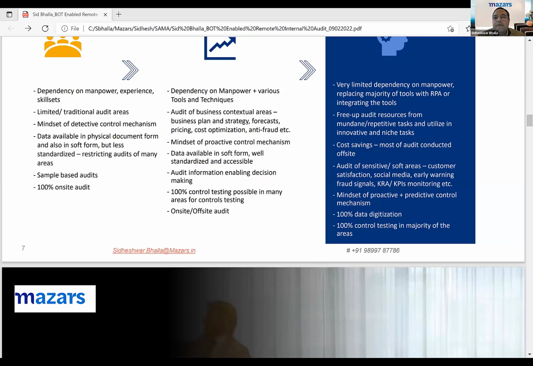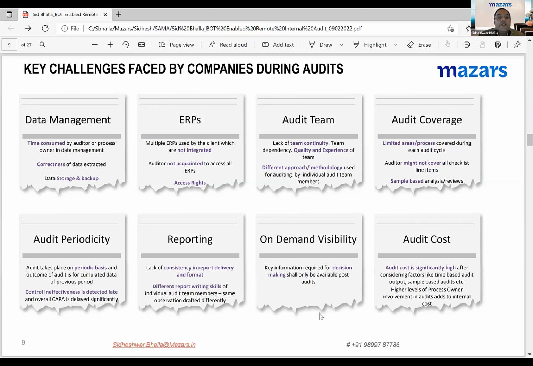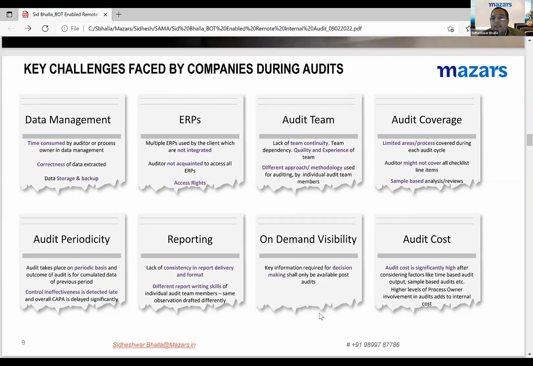So we saw the journey of audit, how it has moved. Some of the areas I've also touched in between. Now, what are the challenges faced by companies during audits? Data management, time consumed by the auditor or process owner in data management, correctness of data extracted. See, time is at the end of the day money. And if the time gets delayed, money is lost, but the value that an internal auditor can bring to the table through the internal audit report is also lost. So if the time consumption is there in terms of getting the data, extracting the data, looking at the data, correctness of the data, it is something that is money lost on the table.